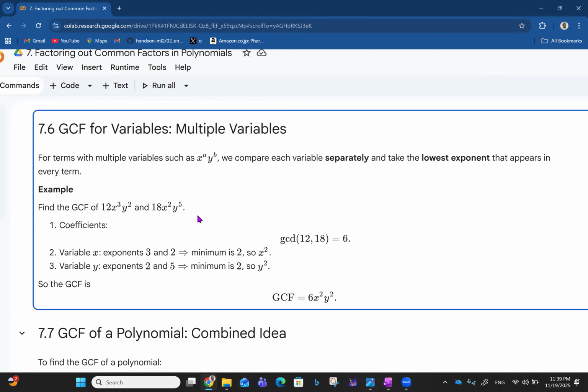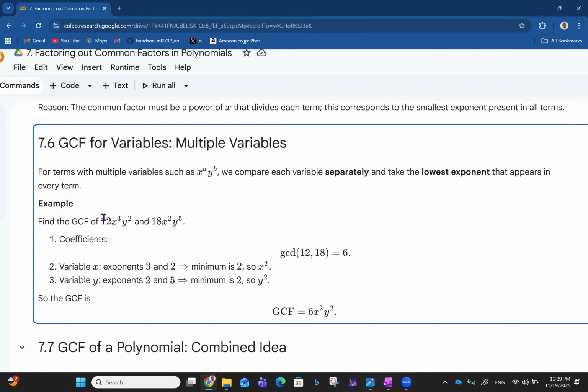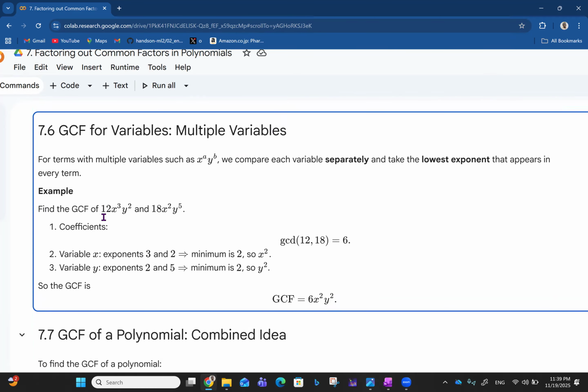So talking about GCF for multiple variables now. Previously we had talked about just variable x. But what if we have more than one variable, like 2 or more variables? For terms with multiple variables, such as x raised to power a, y raised to power b, we compare each variable separately and take the lowest exponent that appears in each term. So find the greatest common factor of 12x cubed y squared and 18x squared y raised to power 5, right? You deal with the coefficients and you deal with each variable one after the other.